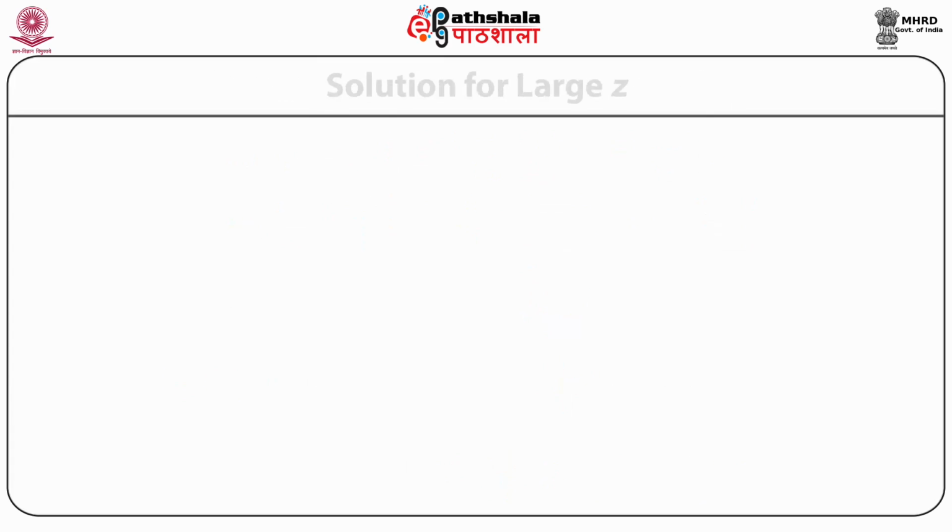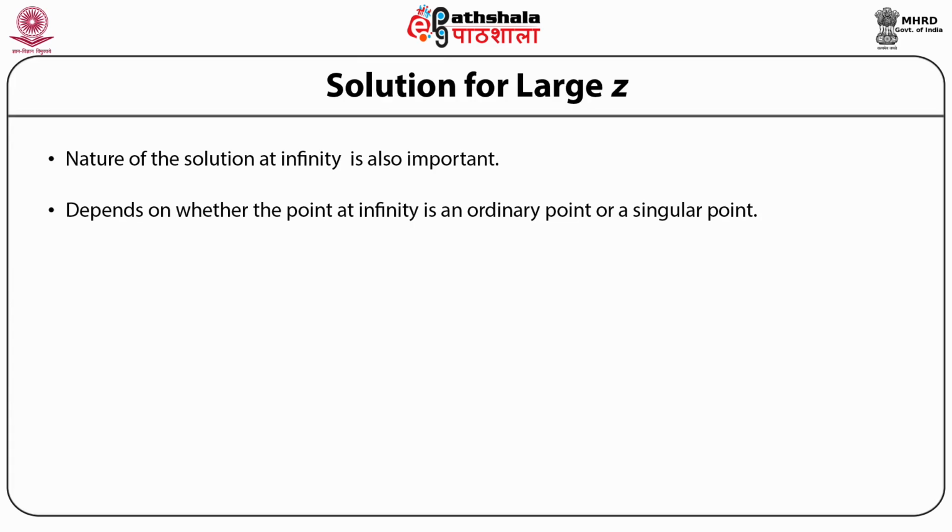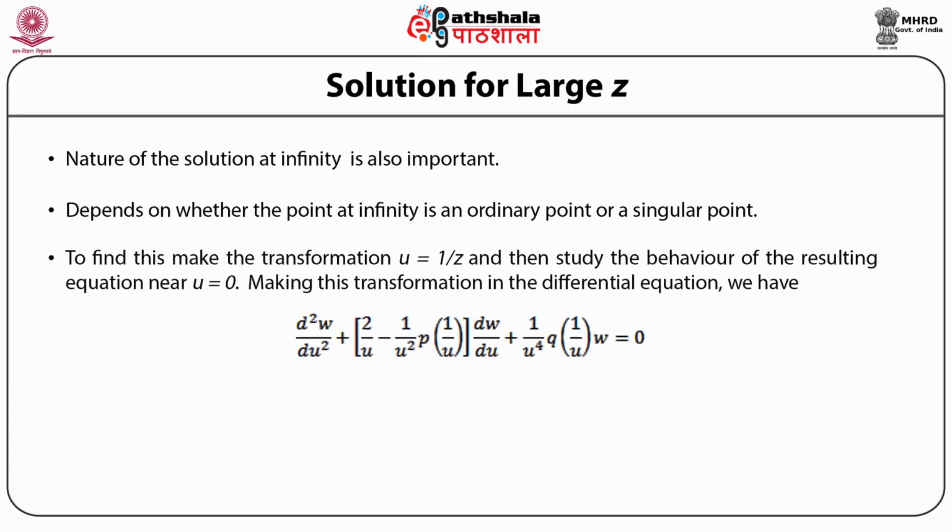Let us now find the solution for large z. So far, we have talked of ordinary points or singular points for finite values of the variable z. It is also important to know about the nature of the solution at infinity. The nature of the solution will depend on whether the point at infinity is an ordinary point, a regular singular point, or an irregular singular point. For this study, we make the transformation u is equal to 1 by z and then study the behavior of the resulting equation near u equal to 0.